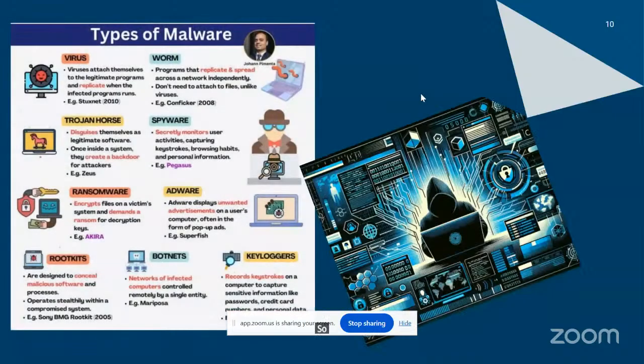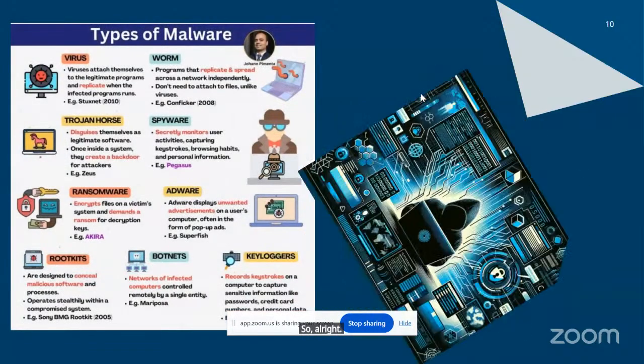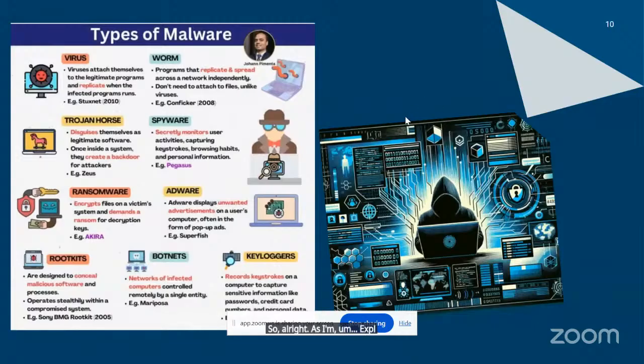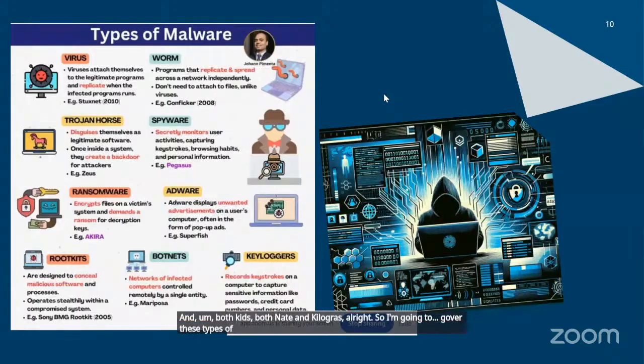So, all right, as I'm explaining to you, malware is a cyber threat or attack. For example, we have several types of malware: viruses, worms, Trojan horses, spyware, ransomware, adware, rootkits, botnets, and keyloggers. All right. So I'm going to go over these types of malware once again.